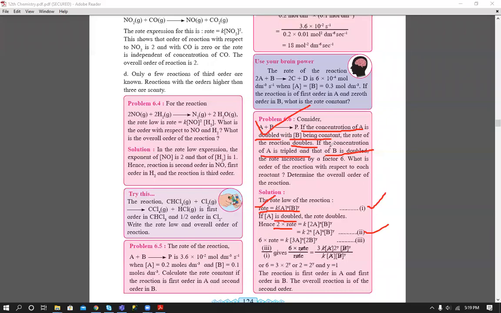In the second case, the concentration of A is tripled and B is doubled, so the rate increases by 6 times. We write 6 times the rate. We have rate 1, rate 2, and rate 3, so we can write it this way also. The concentration of A is tripled and the concentration of B is tripled. So divide and get x and y.